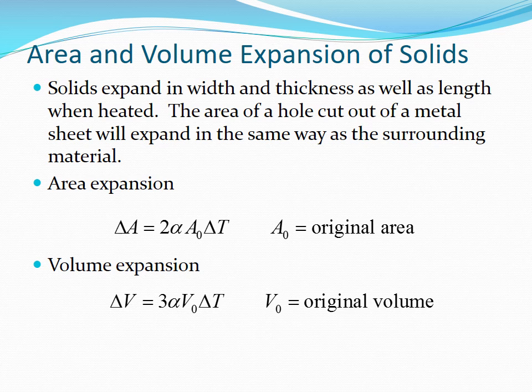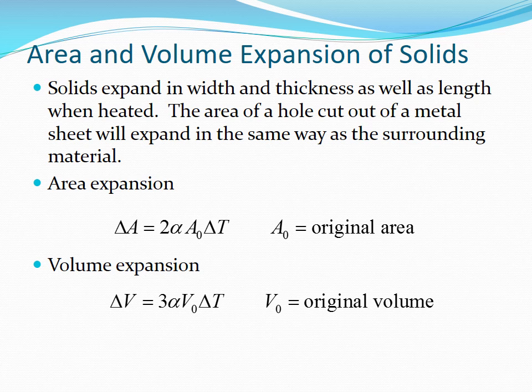Solids expand in width and thickness as well as length when heated. The area of a hole cut out of a metal sheet will expand in the same way as the surrounding material. We have formulas for the area expansion of a material and the volume expansion of a material. The change in area is twice the coefficient of linear expansion of the material times the original area times the change in temperature.